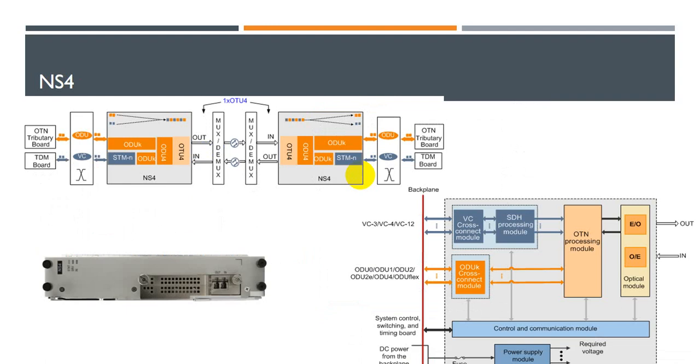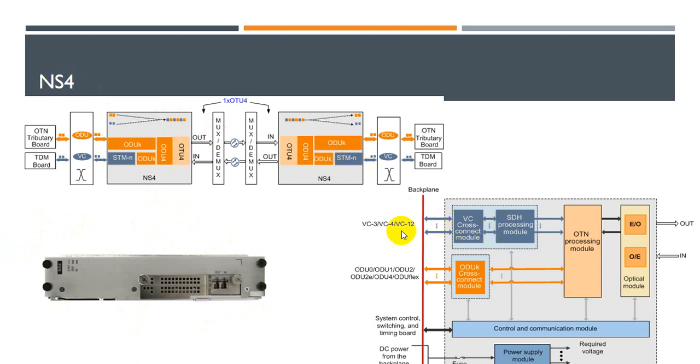Another line board is NS4. The NS4 nomenclature means line board, single port, with the speed of OTU4, so it's a 100G board. The board looks like this. It is only a single port board, and the usage of all the line boards is almost the same: before multiplexing and after demultiplexing.